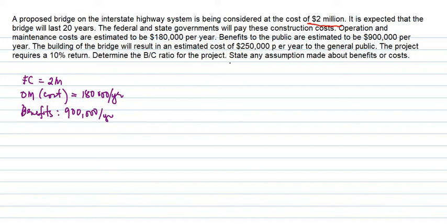Then we also have here the building of the bridge, which will result in an estimated cost of 250,000 per year to the general public. So building and bridge, we have 250,000 per year.